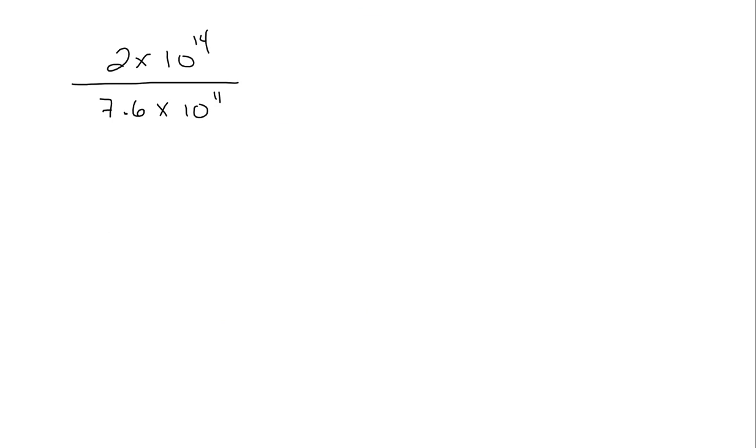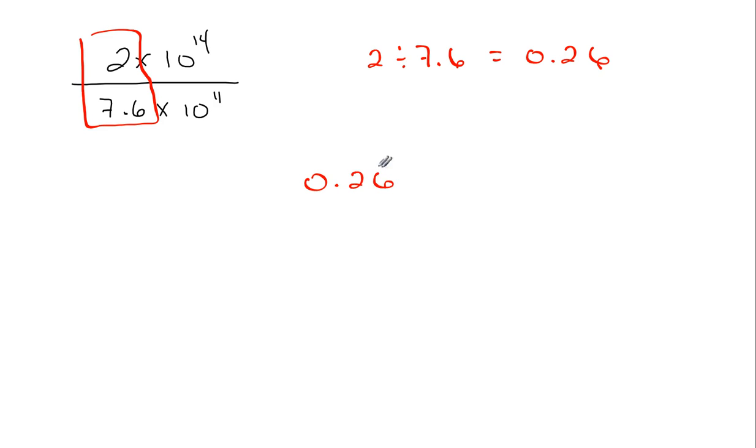All right, so same thing here. We're going to divide. Same concept as the multiplication, except I'm just going to divide these numbers. 2 divided by 7.6, I'm going to get that answer, and 2 divided by 7.6 is 0.26, rounded to the nearest hundredths, times 10 to the, and then I have my bases, 10 to the 14th divided by 10 to the 11th. Make sure you subtract my exponents and you get 10 to the 3rd power.